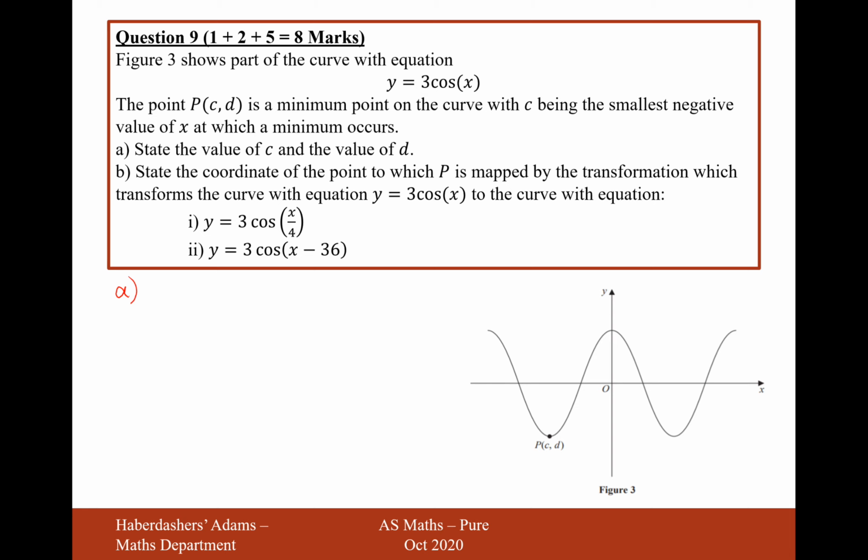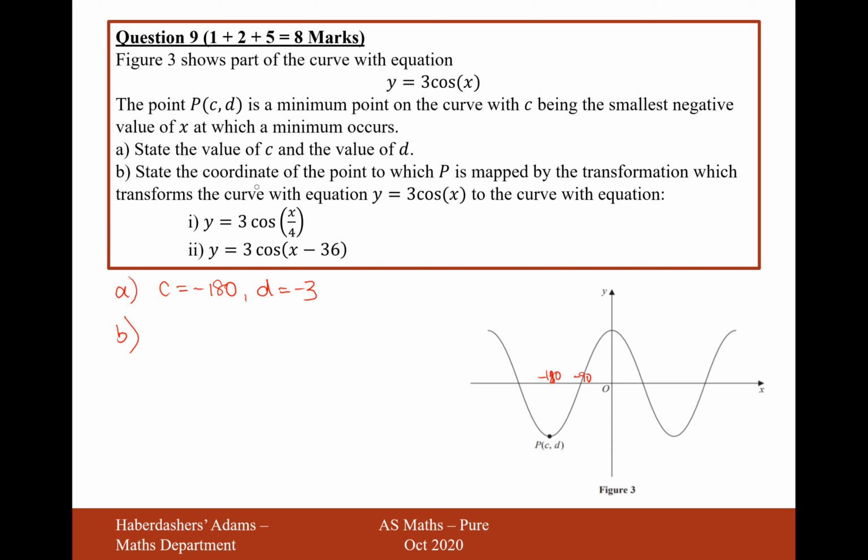So it's the minimum point. So it's going to be minus 90. So no, this is minus 90. So this is going to be minus 180. And then it's going to be an amplitude of 3 because it's 3 cos x. So D is going to be minus 3. So C equals minus 180 and D equals minus 3.